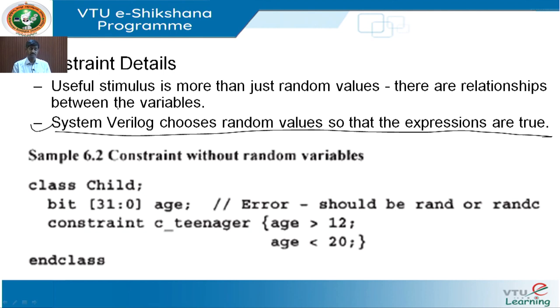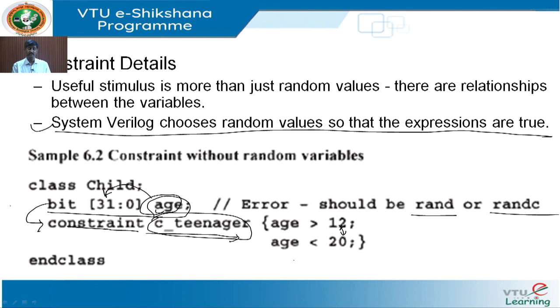I am declaring a class, just defining it. I take a variable called age, which is a two-state variable, because I declare it as a normal bit with 32-bit values. I will assign a constraint for this age: the age is between 12 and 20, to define a teenager. Is age considered in this constraint? No, because it is not declared as rand or randc. A constraint puts constraint values on randomization, so that to generate randomized values, this age should be declared as either rand or randc.